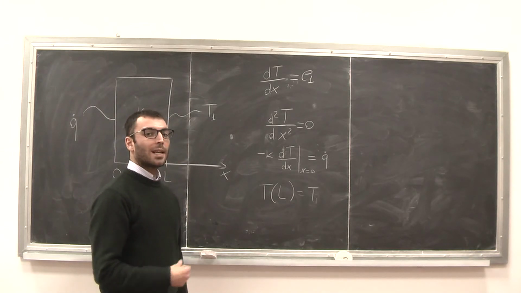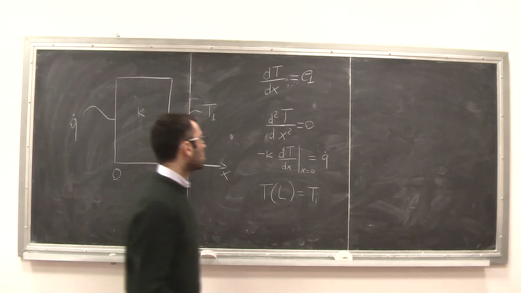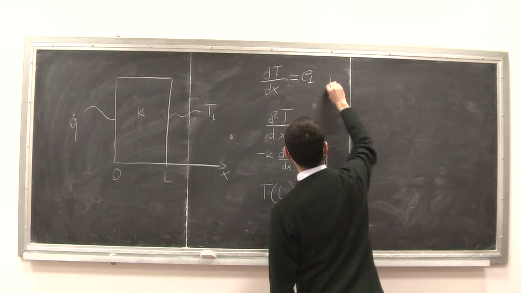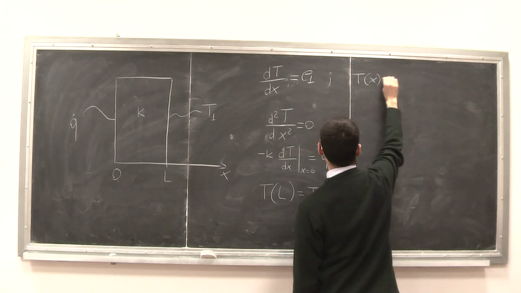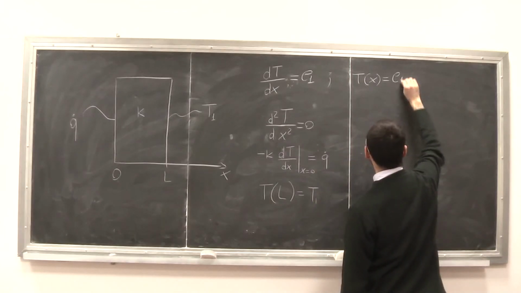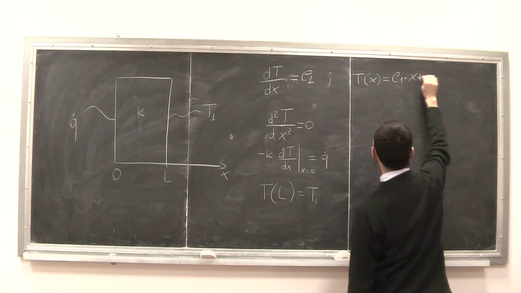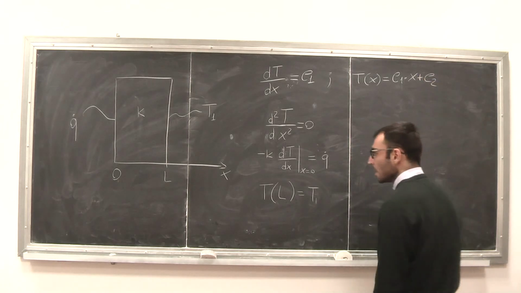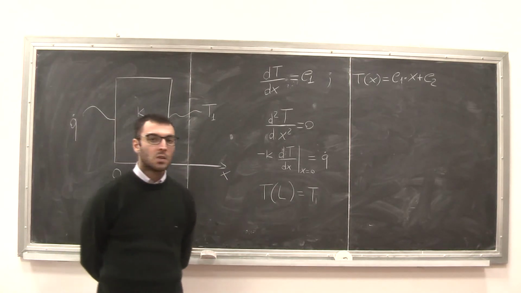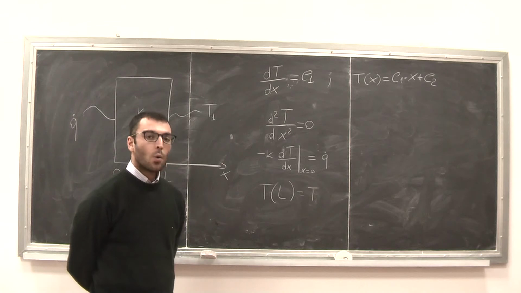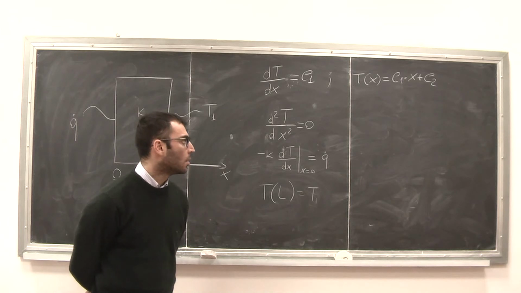So, we can now integrate once more this equation and we get T as a function of x equal to C1 times x plus C2. As you can see, we have two constants of integration, C1 and C2. We need to determine these two constants in order to find a specific integral for our problem.